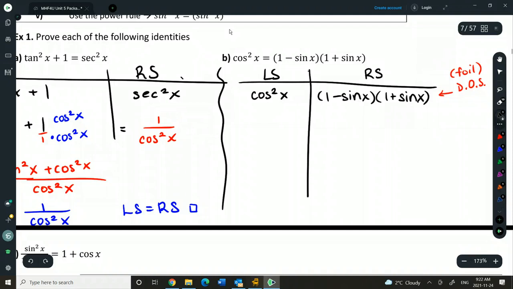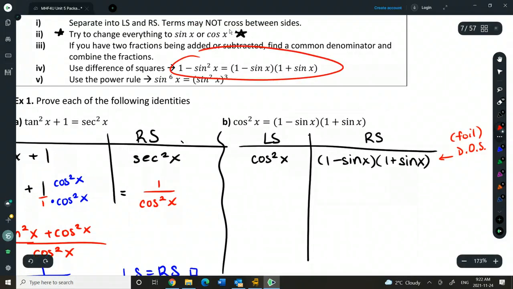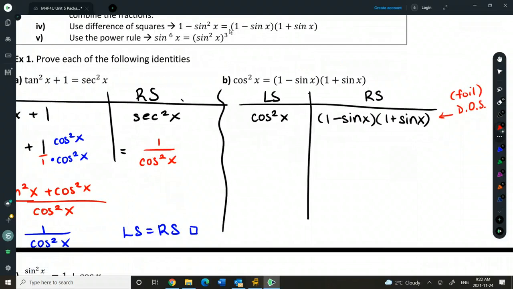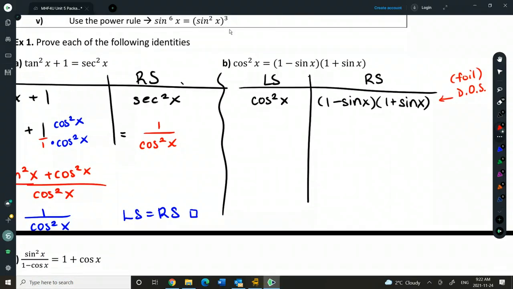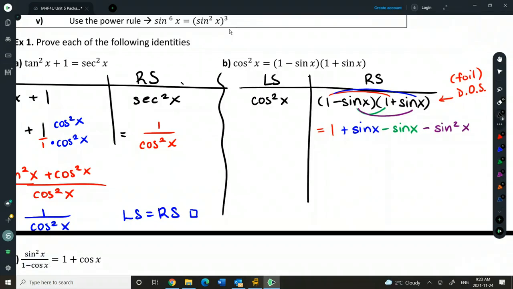Yes, so we can FOIL the difference of squares here. It's in factored form right now. If you're not sure what it is in its FOILed form, it's actually up here already for us, but you guys won't have that, obviously. So you can do first, outside, inside, last if you want to. So we would do 1 times 1, that would give us 1. We would do 1 times positive sine, that would give us positive sine. We would do negative sine times 1. And then negative sine times positive sine gives us negative sine squared x. The positive sine and the negative sine cancel each other, and that's why we end up with 1 minus sine squared for this.